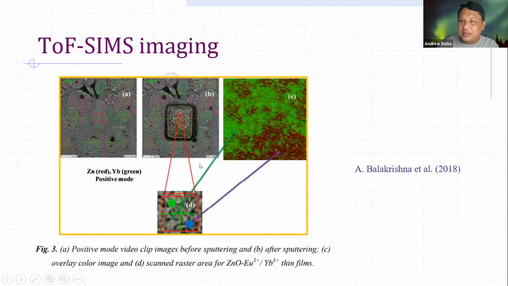And also, I mentioned in previous slides that in TOF-SIMS, imaging is possible. So this is an example of imaging using TOF-SIMS. So letter A, positive mode video clip image before sputtering, and B, after sputtering, and C, overlay color image, and D, scan raster area for zirconium oxide, europium, YB thin films.